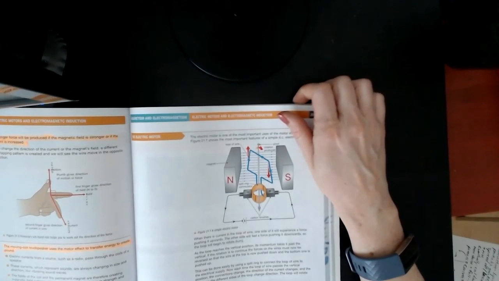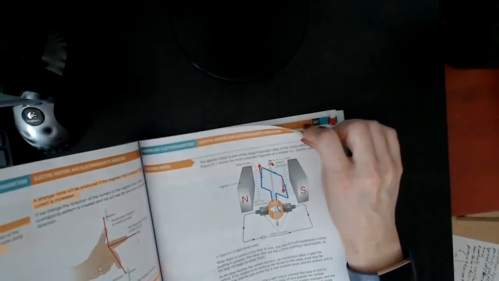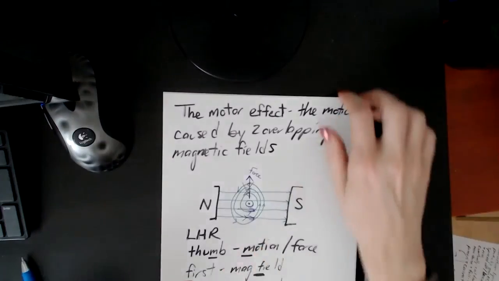All right. So that's a simple DC electric motor, and the motor effect summarizes this. This is the first part of electromagnetism that people were asking about.